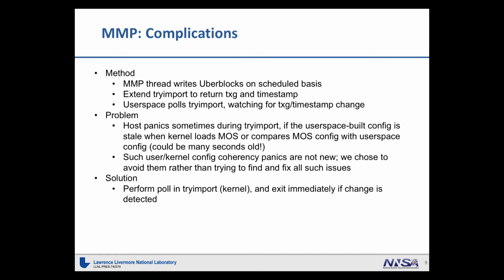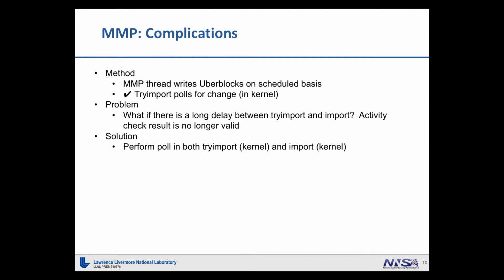Instead of polling by repeatedly issuing the try import ioctl from user space, let's poll within the ioctl itself. We'll just repeatedly fetch the best Uber block for whatever the polling period is. If that doesn't change, then we can proceed. If we see change, then we bail out. We don't do the rest of the import process. So that helped a lot. Now the node doesn't panic.